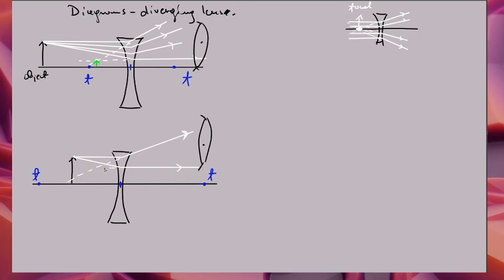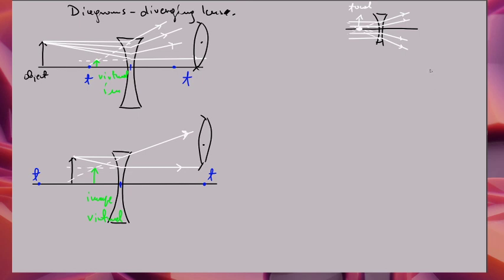So run extension. Wherever it crosses is where your brain would think that the object is. And so this is where you would have the image. So this is the image, and it would be a virtual image because it's not formed by actual rays of light. Likewise, this would be a virtual image, because it's not formed by actual rays of light.